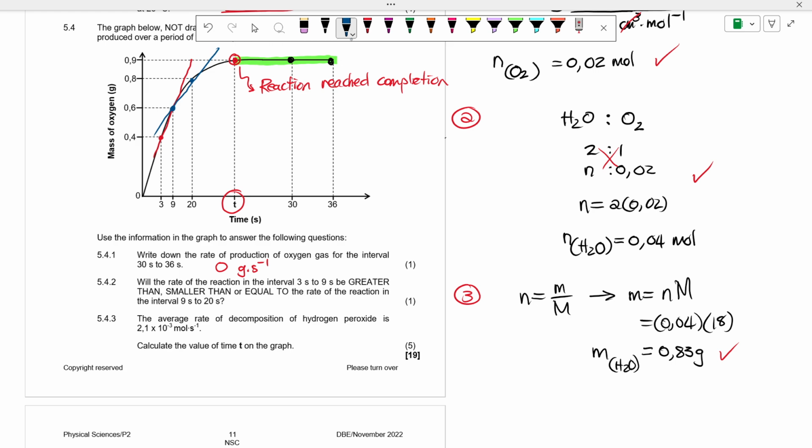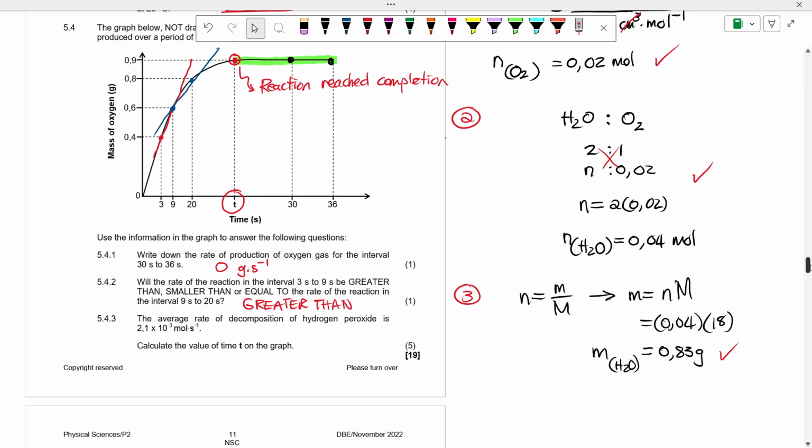Come on, guys. If the gradient is large, then the rate of reaction is large. So we can see that the gradient in red is steeper, definitely. So 3 to 9 is definitely faster than 9 to 20. So the answer for this is greater than. If they needed a reason, then you can say the gradient is steeper, and that's it.